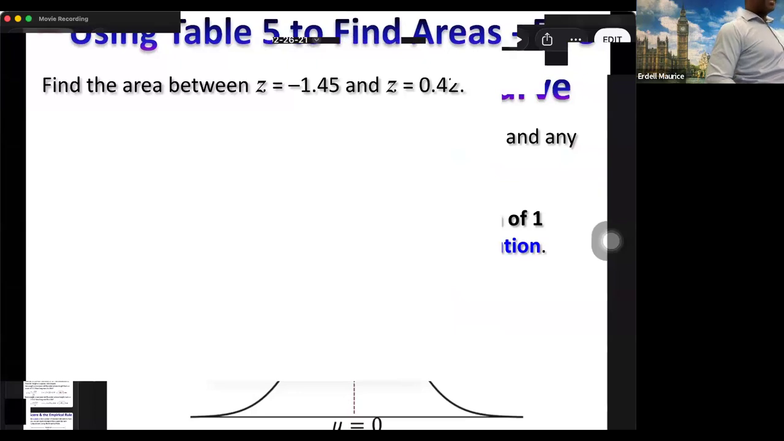And so try this one right here. Find the area between negative 1.45 and 0.42 using SALT.